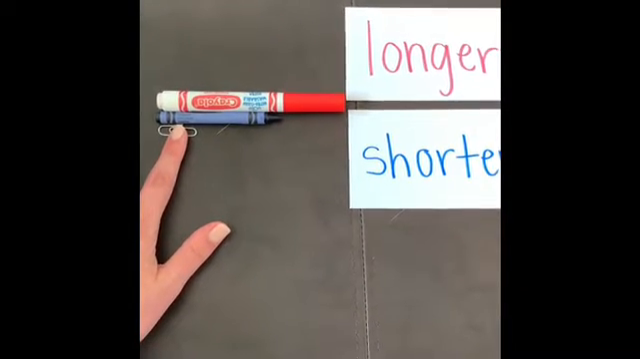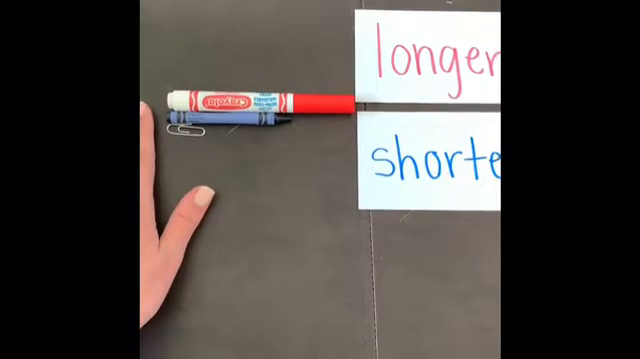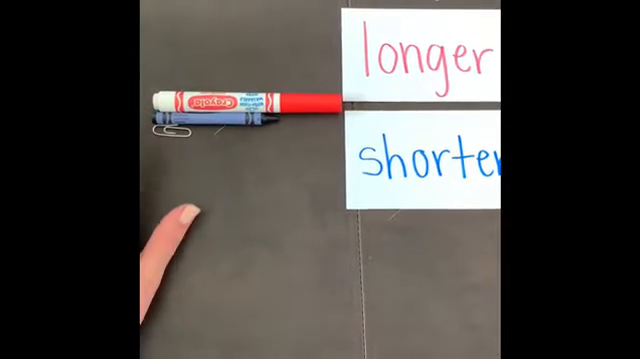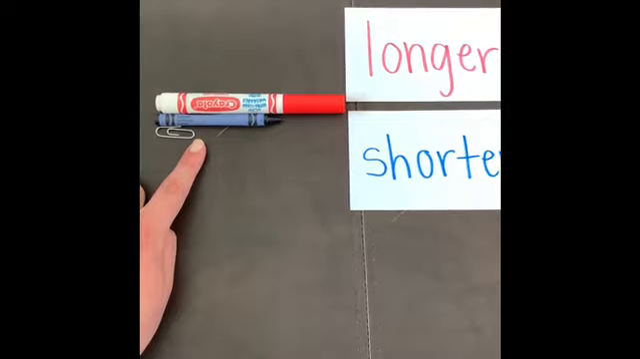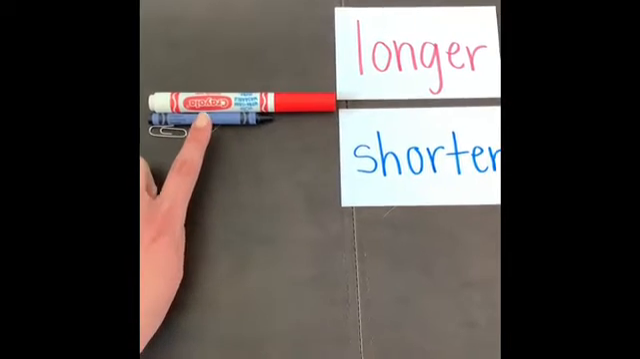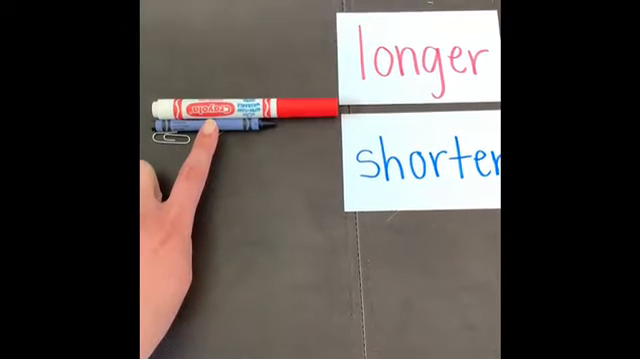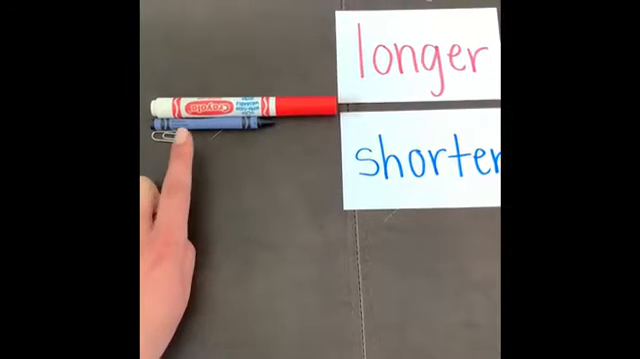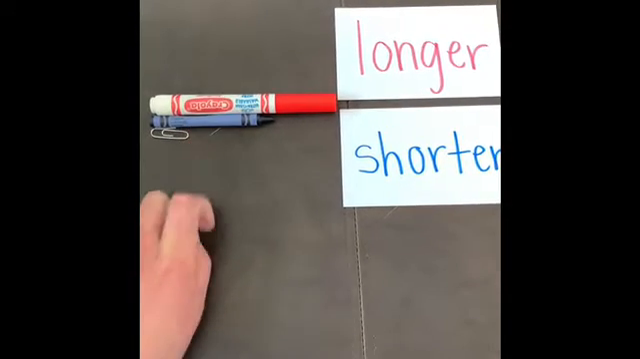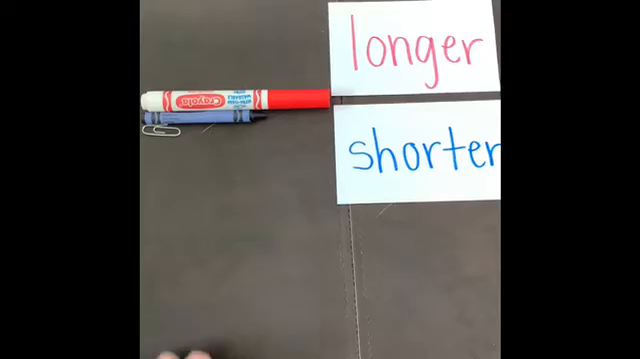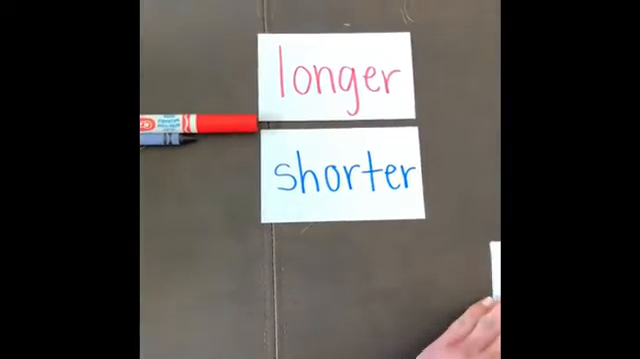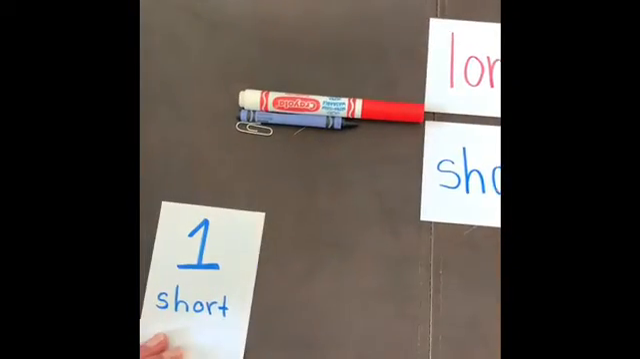We need to line it up end to end and compare. Well, the paperclip is shorter than the blue crayon. And the paperclip is also shorter than the red marker. So now I can actually put these into categories, which is what I'm going to do.